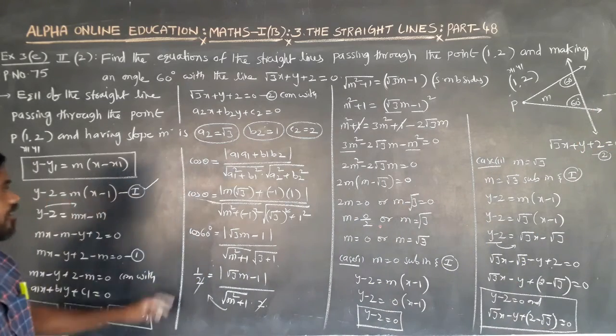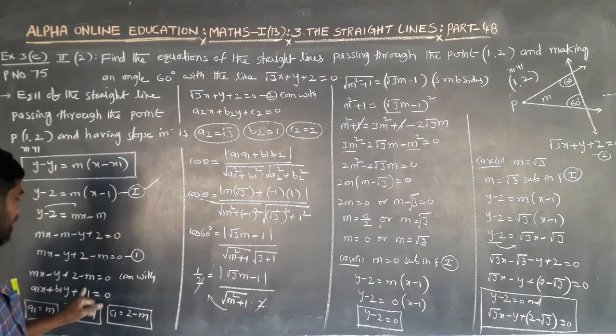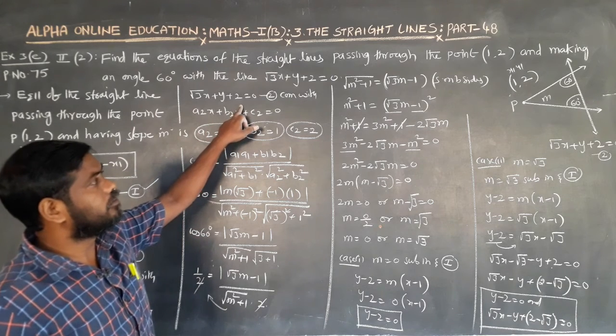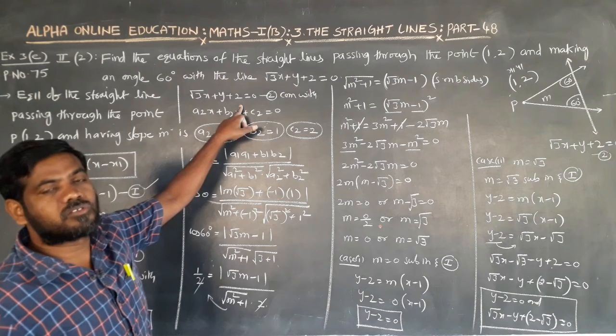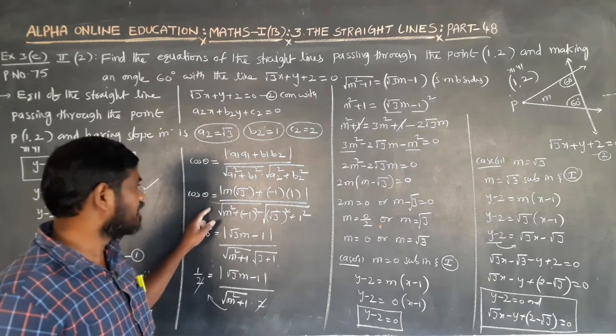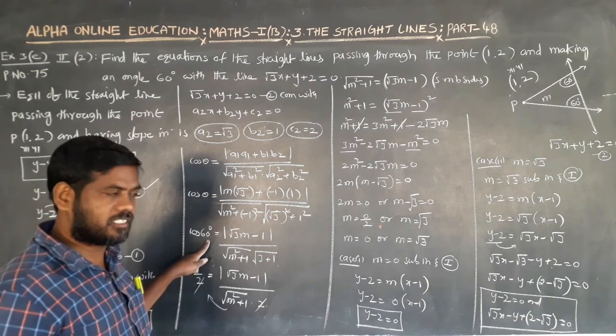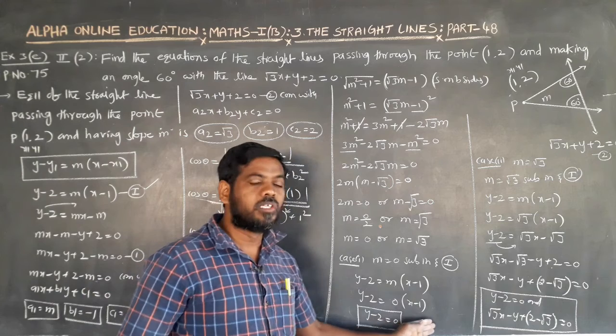So find the angle between the two lines. First of all, comparing with the first line, find the values a1, b1, c1. Comparing with the second line, find the values a2, b2, c2. Find the angle between the two lines and equate theta equal to 60 degrees, and find the value of m.